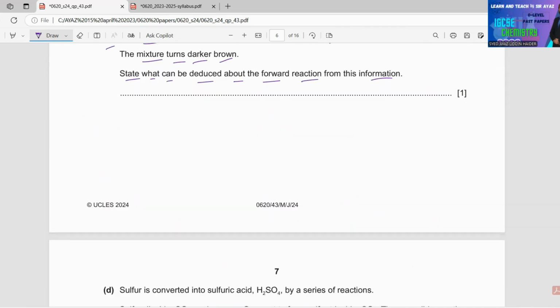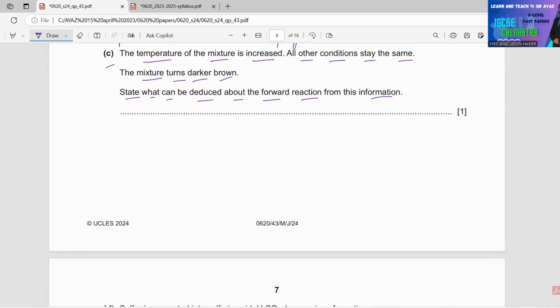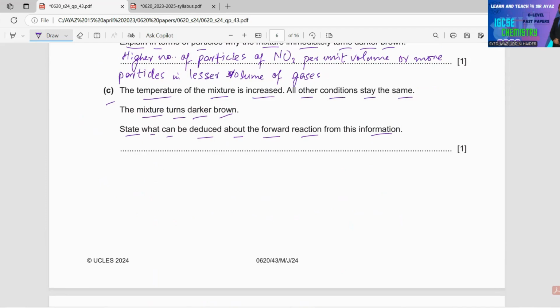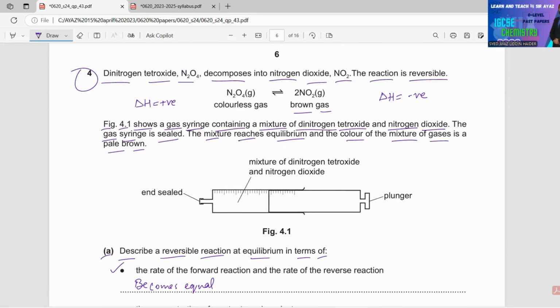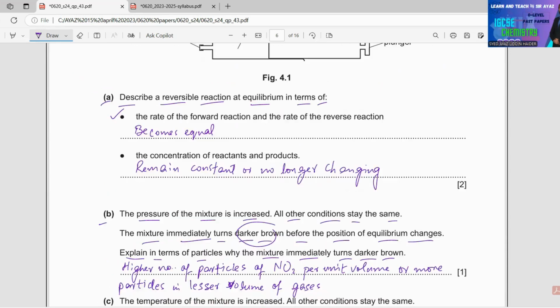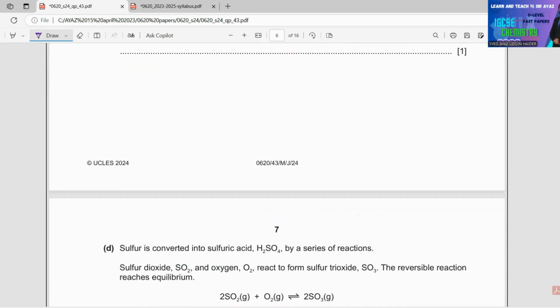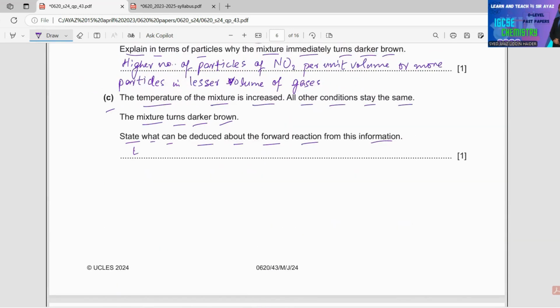So what can be deduced about the forward reaction? You can simply write forward direction is exothermic. Sorry, it's wrong. It must be endothermic in the forward direction. So you will write endothermic.